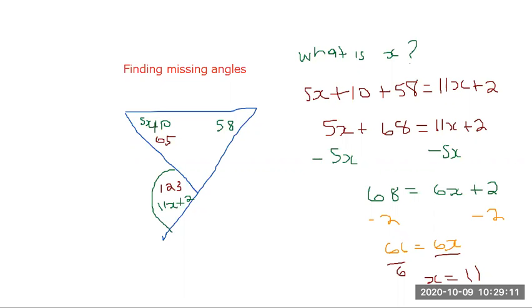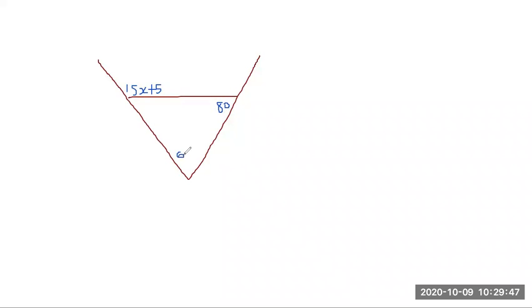Say we do another problem or no? We're going to do one more question. I'll do one from the sheet. All right, this is an upside down V. All right, so it says that this angle right here is 15x plus 5. This right here is 80. This right here is 6x plus 6.